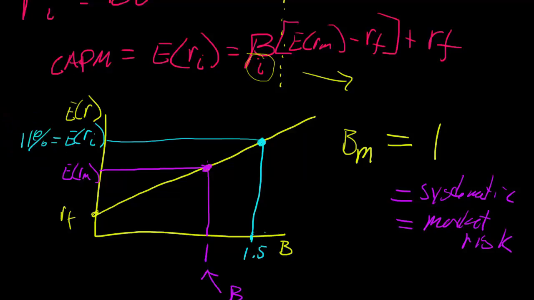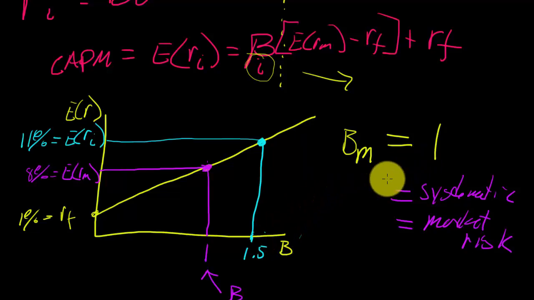And the expected return of my market is 8%. We'll stay true to our previous example, and the risk-free rate is 1%. So if this is the case, what we have is an increase in risk above the market risk. We are no longer measuring by standard deviation. This is not sigma. We are measuring risk in terms of beta.